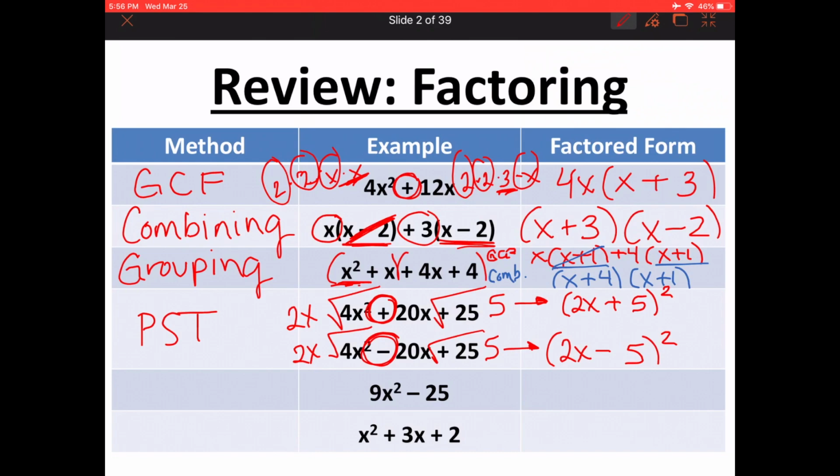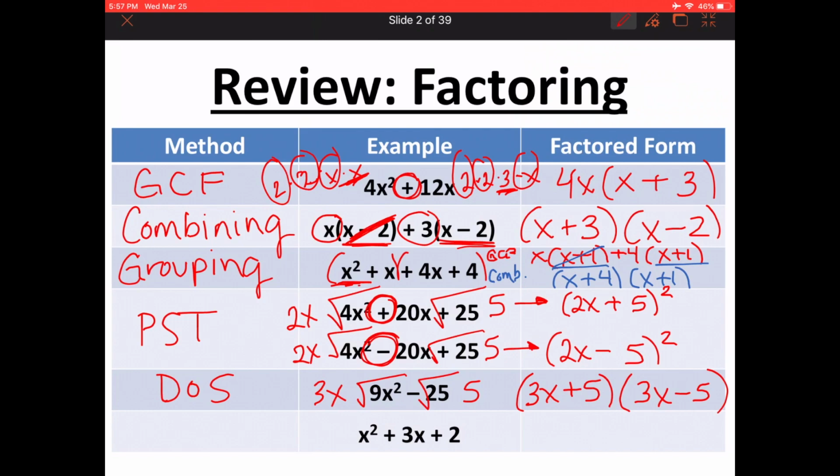My fifth method of factoring is called difference of squares. For difference of squares, you can only have two terms, and they both have to be perfect squares, and they both have to be subtracted. Notice 9x squared is a perfect square, 25 is a perfect square, and we have the minus sign in the middle. To factor a difference of squares, I square root the first term, and I get 3x. I square root the second term, and I get 5. And my factors look like this. One is going to be 3x plus 5. My second factor is going to be 3x minus 5.